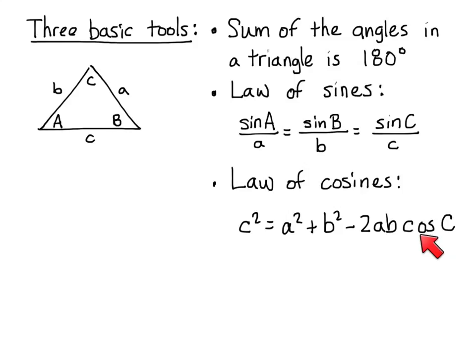All right. Two things are important here. Number one is compute this whole thing at once. We don't take a squared plus b squared minus 2ab and then multiply it by the cosine of C. That's not the way to do it.